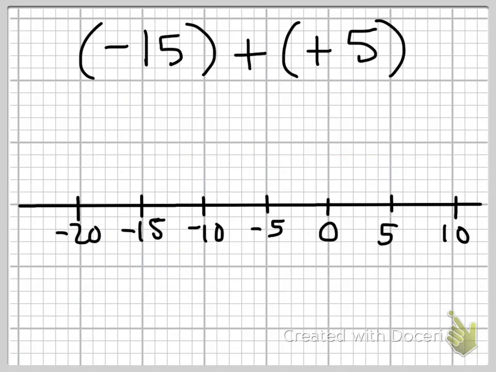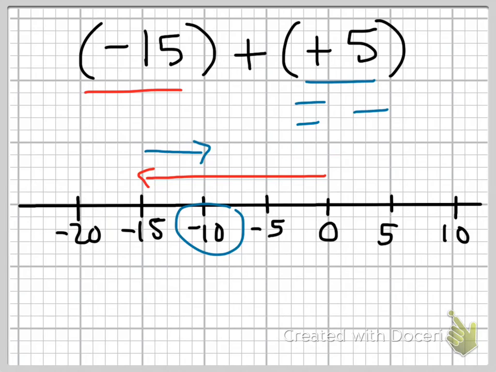Let's try another one. So once again, we'll start with our negative this time. So we have our -15. So I'm starting at the 0, I'm going all the way down to -15, and then I'm going to take a look at my positive, which is +5. I'm going to move up 5, which means my answer is -10.